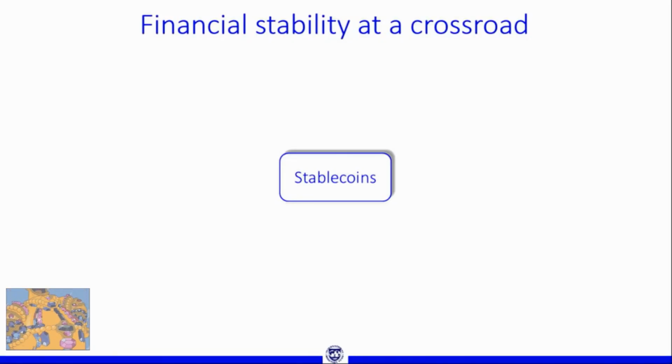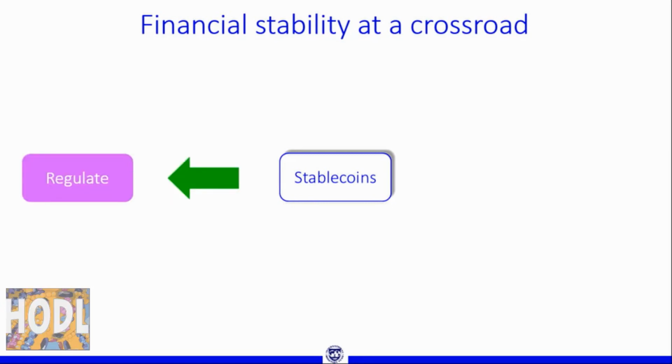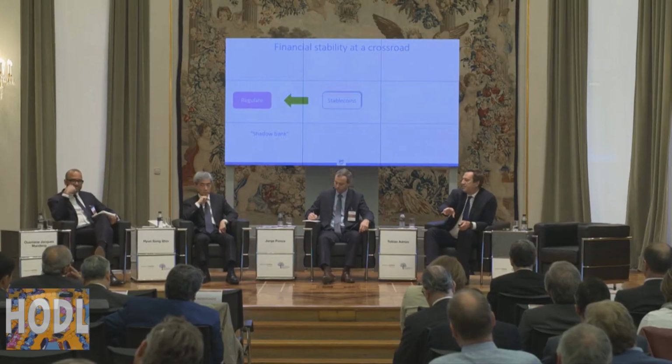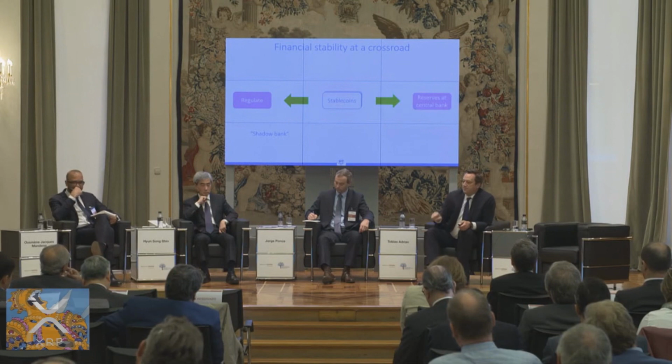So in our view, financial stability is at a crossroad. You could go in one direction, where you have stablecoins that are regulated in one sense. Stablecoins are already created. We heard that the private marketplace is generating hundreds and thousands of proposals for stablecoins. And you can try to regulate a shadow banking system of stablecoins. That's one way to go, and it's probably going to be a lost battle.